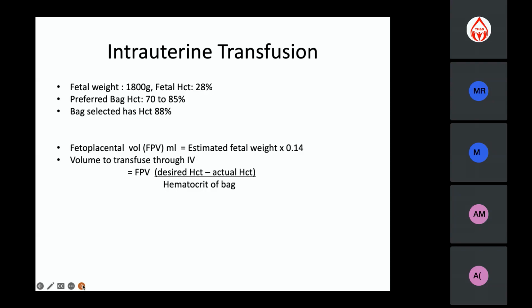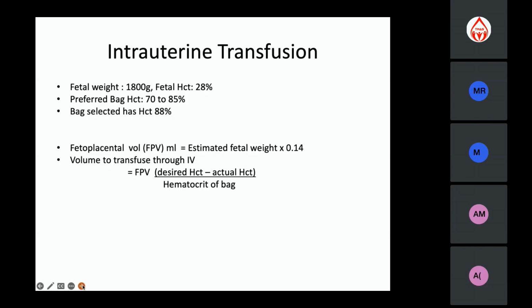To determine that, first we need to estimate the fetoplacental volume. The fetoplacental volume is estimated as fetal weight times 0.14. Once we estimate the fetoplacental volume, the volume to be transfused for intrauterine transfusion is fetoplacental volume times desired hematocrit minus actual hematocrit, divided by the hematocrit of the bag.